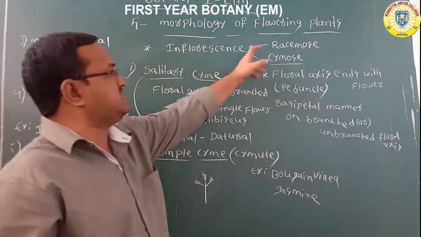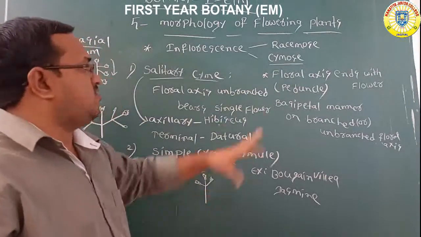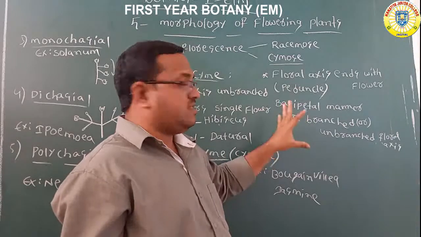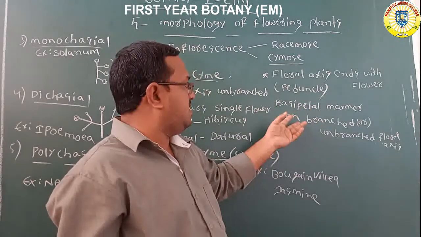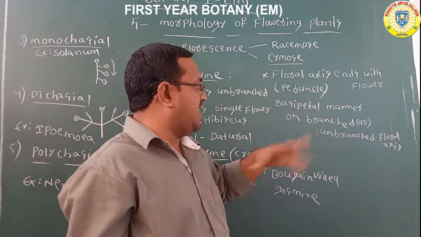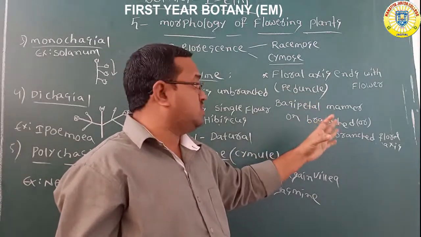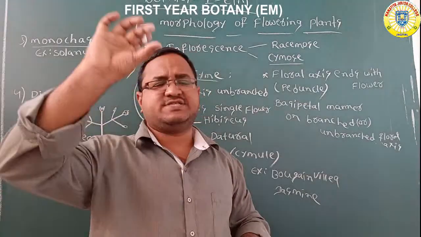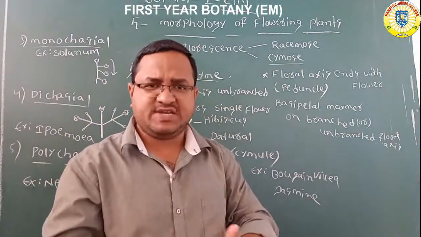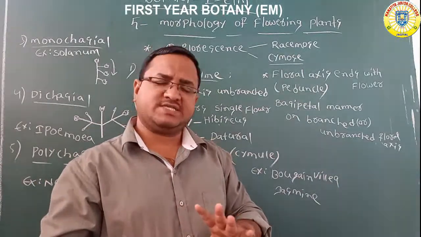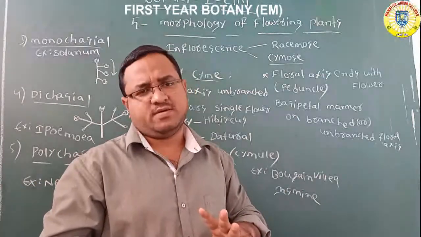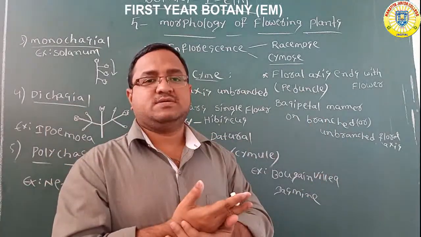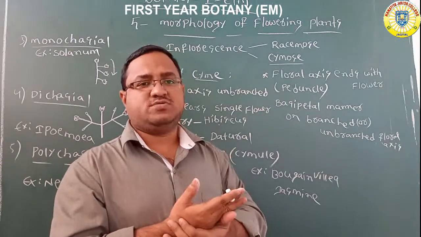Last class we completed racemose, now we completed cymose. So what is the cymose? The floral axis ends with a flower. The flowers are arranged in basipetal manner on the branched or unbranched floral axis. If there are no branches, the floral axis ends with a single flower. If the floral axis is divided into branches, the branches also end with flowers in basipetal manner. So depending on the number of branches, this inflorescence is divided into three types.